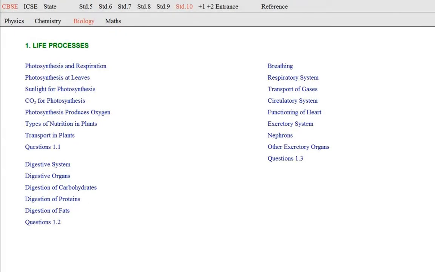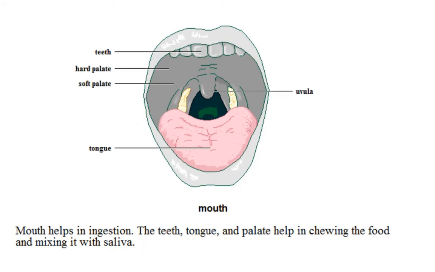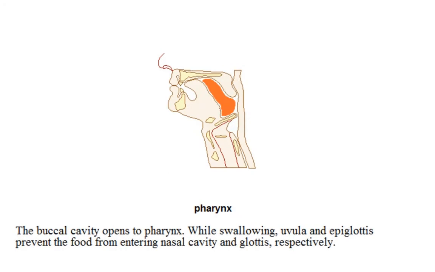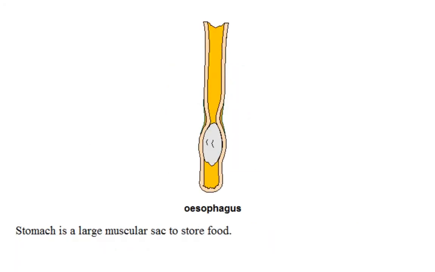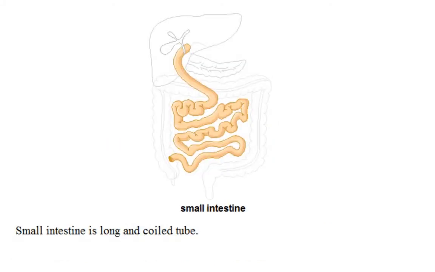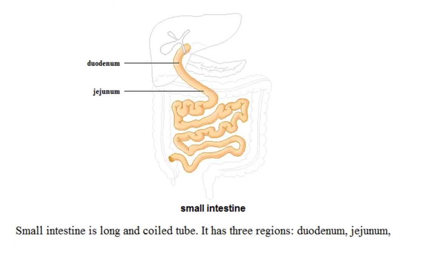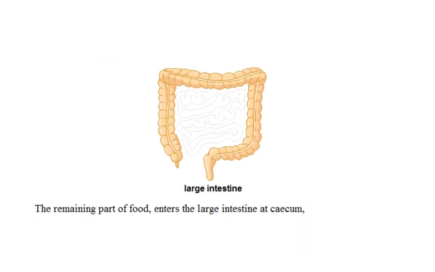Let's see digestive organs. Mouth, pharynx, esophagus, stomach, small intestine, large intestine.